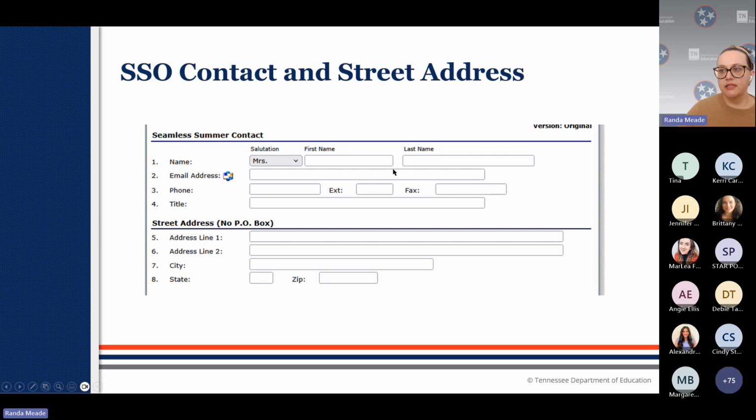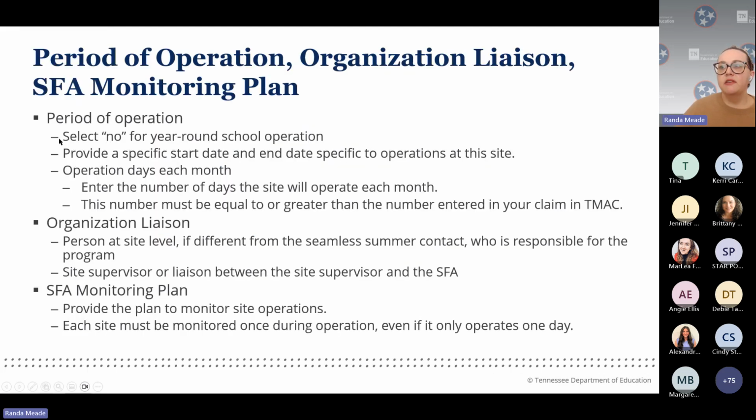Again, you're going to put that first and last name, the email address, and you'll put the address where the site is located. It cannot be a PO box. So then we have the period of operation, the organizational liaison, and your monitoring plan.